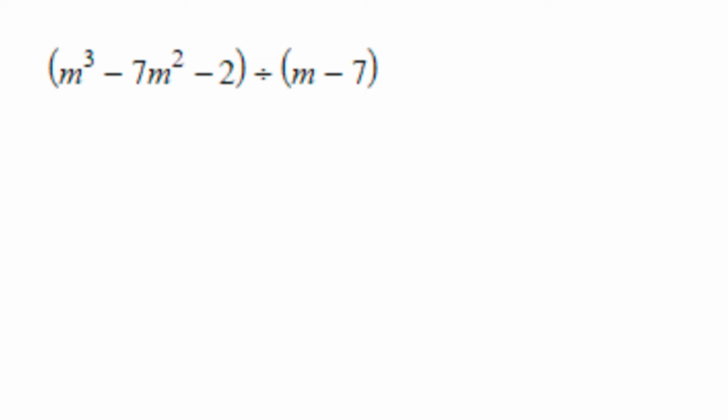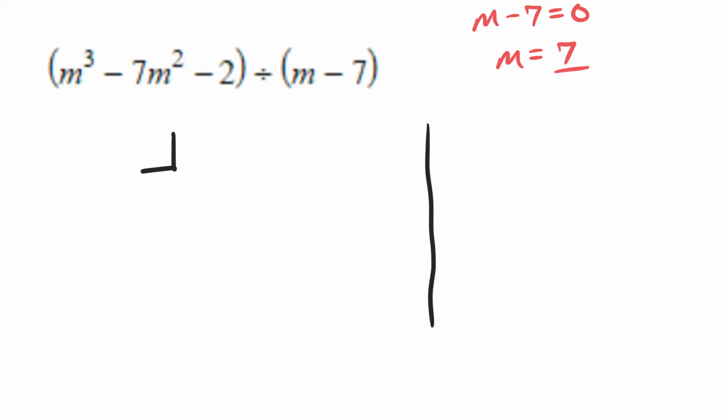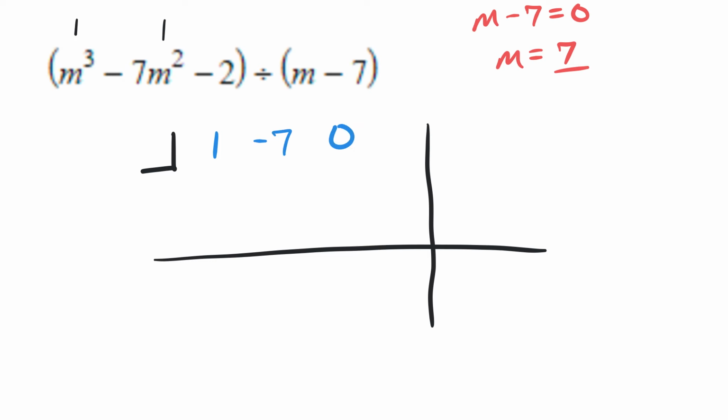So on synthetic division, what we want to do is take what we're dividing by, set it equal to 0, and then we will learn what number we're going to use. In this case, we're using the number 7. So we set up the synthetic division. Notice this one skips powers. Third power, second power. There is no first power. We have to hold its place for the powers. So this would be 1m cubed, negative 7m squared, 0m, and negative 2.